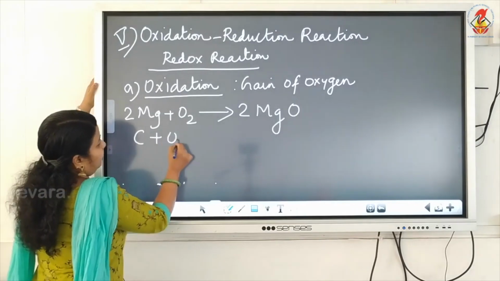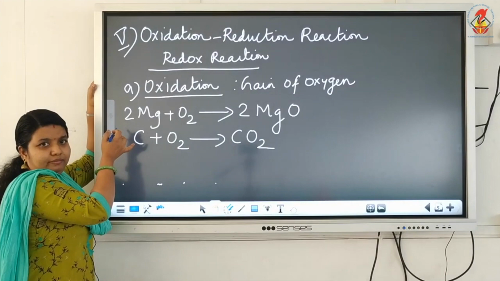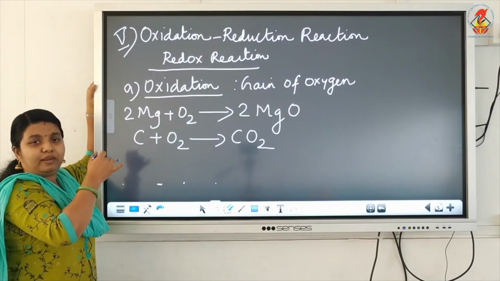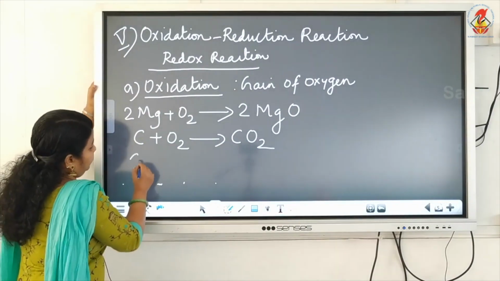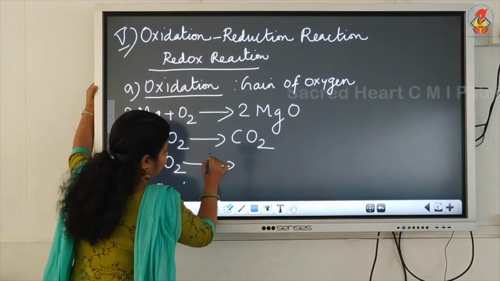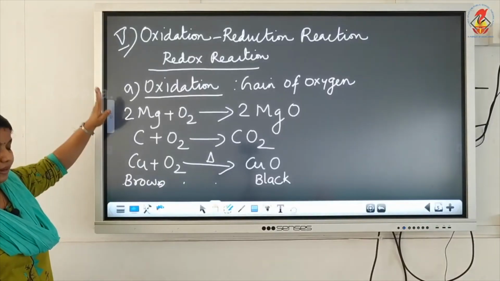Another one, carbon, when it burns in oxygen, oxygen is added to carbon, isn't it? This changes to carbon dioxide. So, reaction between carbon and oxygen to give carbon dioxide. Another example given in our textbook is copper, when it is heated in oxygen. This triangle sign stands for heating. What's the color of copper? Copper is a brown colored metal. When it is heated in oxygen, it changes to black colored copper oxide. All these are oxidation reactions.